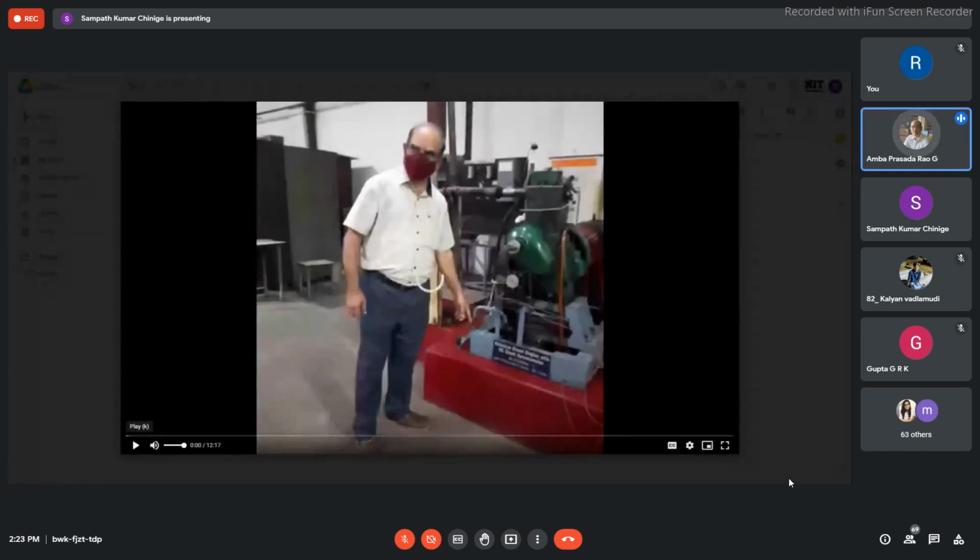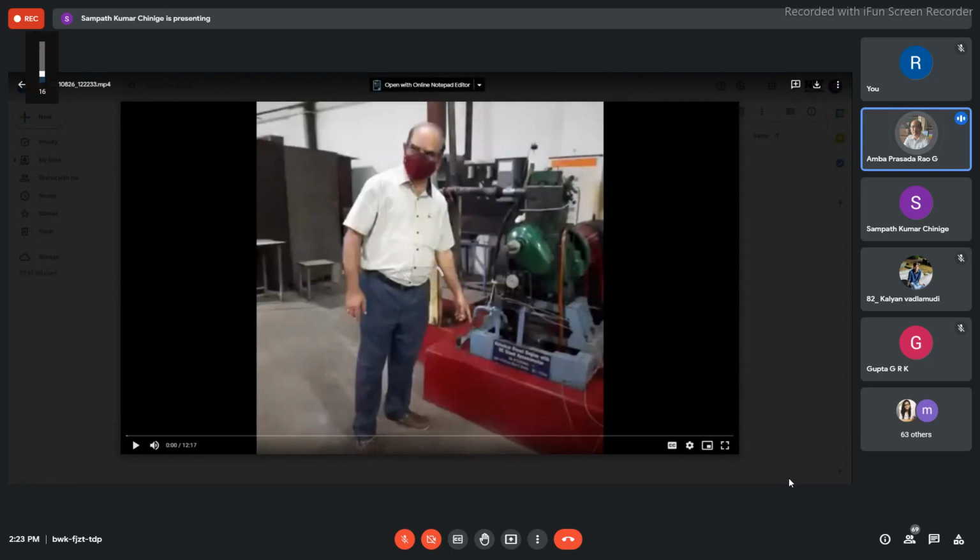There will be a lever on the head of the engine cylinder. So you carefully observe how the engine is being started manually. These are the issues you observe carefully.